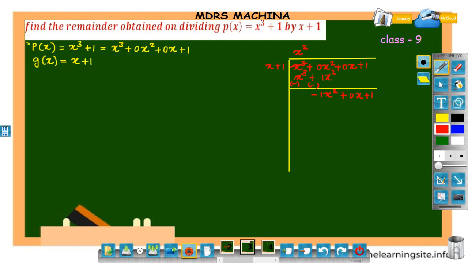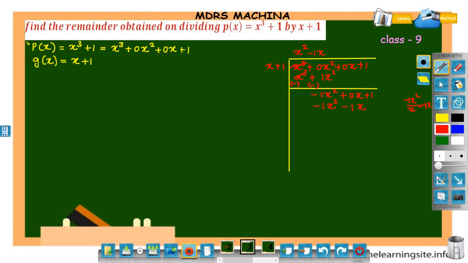Now again divide the first term by the first term. If you want, you can do the rough work here. Minus 1x square by x is equal to minus 1x. Write minus 1x in the quotient. Now multiply minus 1x with the divisor. Minus 1x into x is minus 1x square. Minus 1x into 1 is minus 1x.